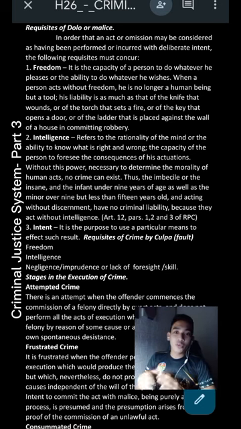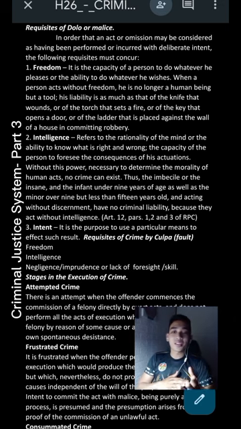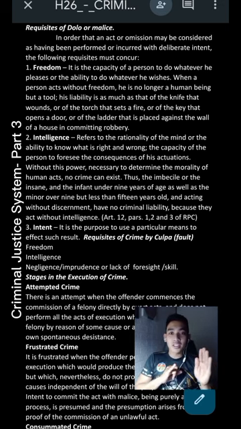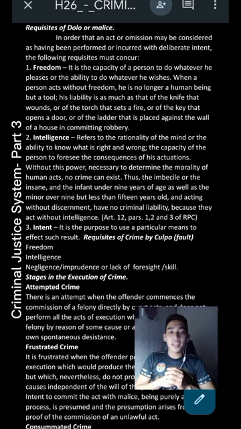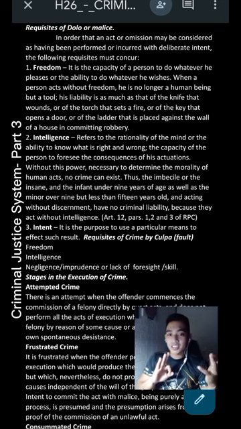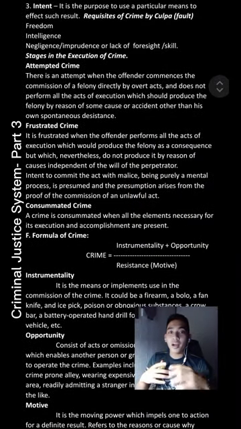From our part 2, we talked about the requisites to have dolo or malice. As we have talked about, there must be freedom, intelligence, and intent. These three elements must be present, otherwise there can be no dolo or malice if any of these is absent. Now let us go with the requisites of crime by culpa or fault.